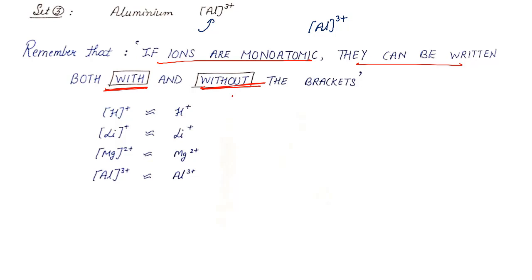For example, here you can see I have written H+, with H in the bracket. Or I can also write H+ without the bracket. Lithium + with, lithium + without. Magnesium 2+ with, magnesium 2+ without. Aluminium 3+ with, aluminium 3+ without. So you write with the bracket or without the bracket, we will not have any problem until and unless all the ions are monoatomic. Okay, so I hope things are clear till here.